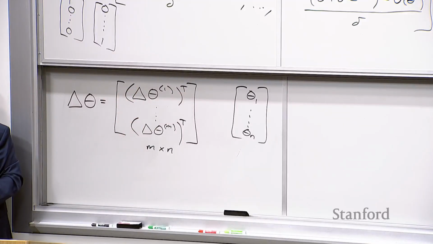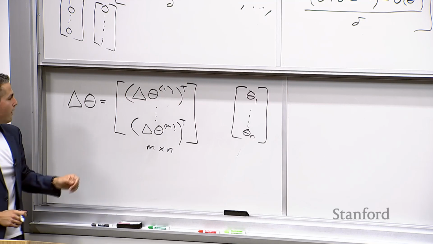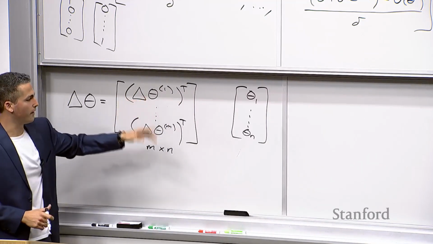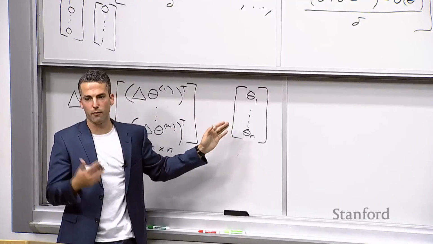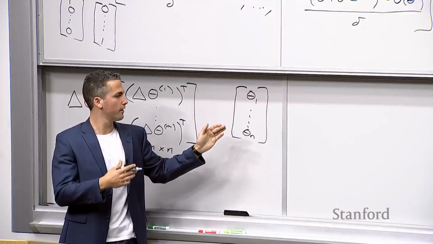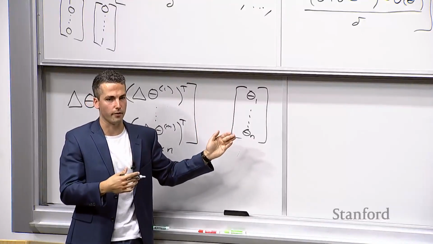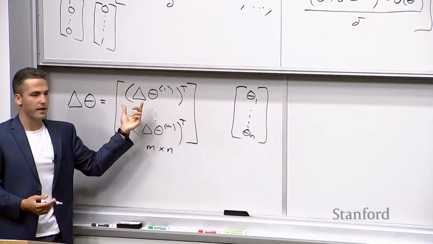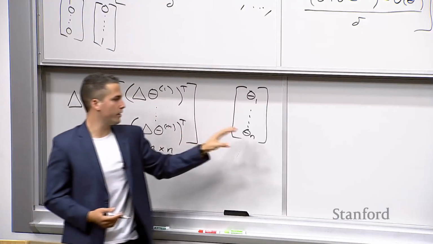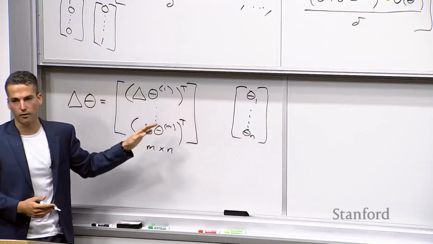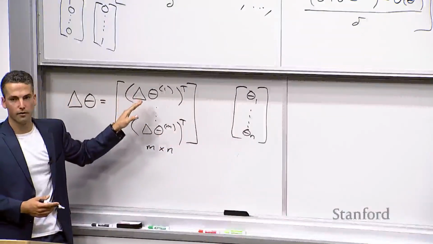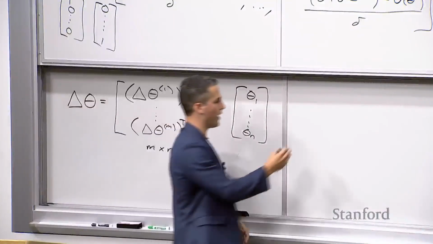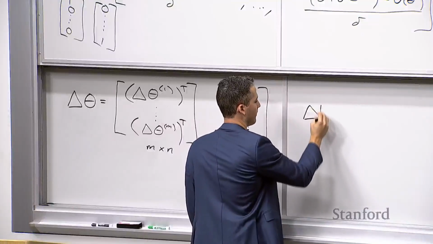Yes, question. The question was, is the random perturbation from the initial theta that you were starting with? Yes, that's correct. We have some initial theta. We then look at perturbing that, just adding some random perturbation to it, and that becomes our delta theta here.